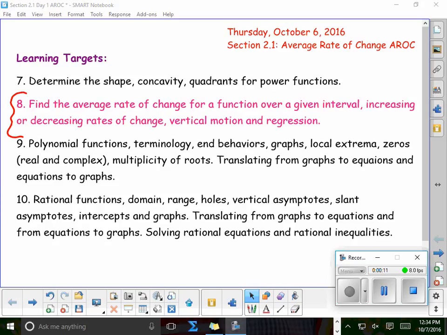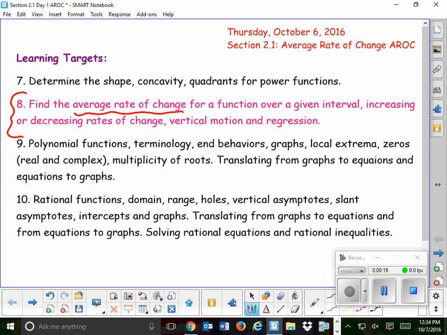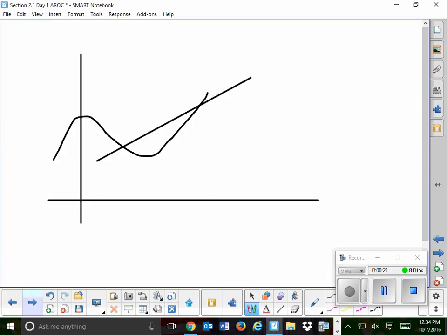We're working on average rate of change today, which is actually learning Target 8. It's a huge idea for calculus, but the math behind it should not be too difficult. So what we're going to do is look at a curve here, and I'm going to actually pull this line off of it. We have a curved function, whatever the equation is, and people wanted to know what's the average rate of change between 2 points.